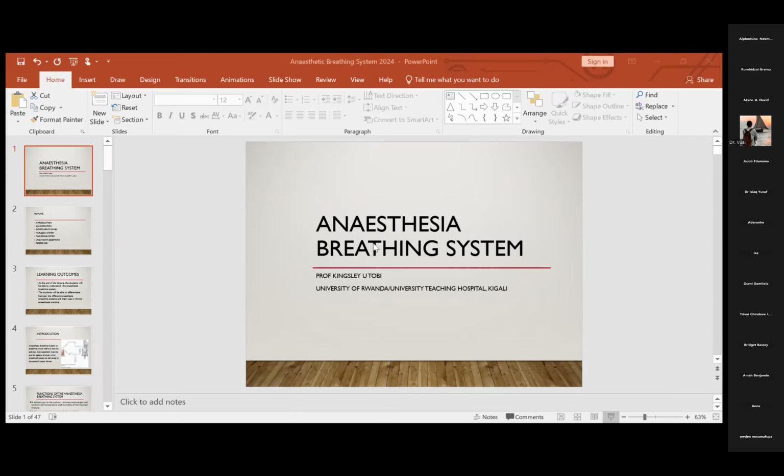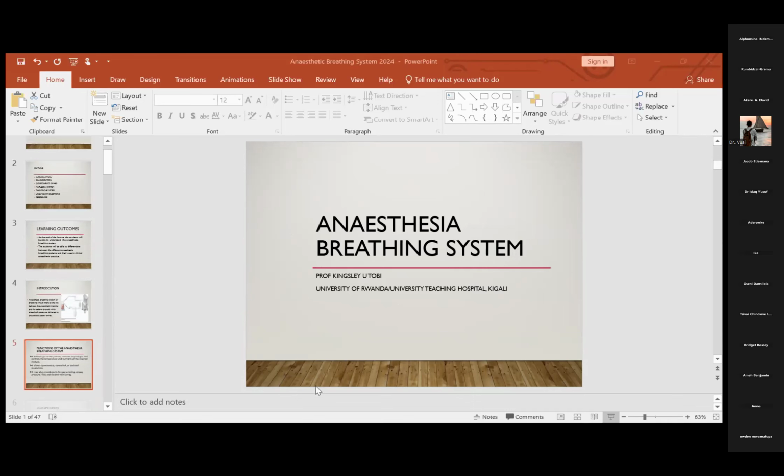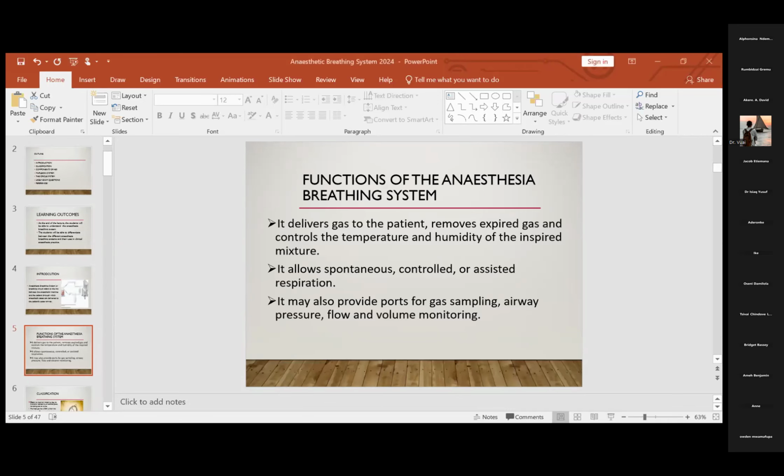All right, the functions of the anesthesia breathing system delivers. Sorry, Prof. Your screen is not moving. I'm already on the third slide. It's not moving. Yes, Prof, it's not moving. Okay, let me see.